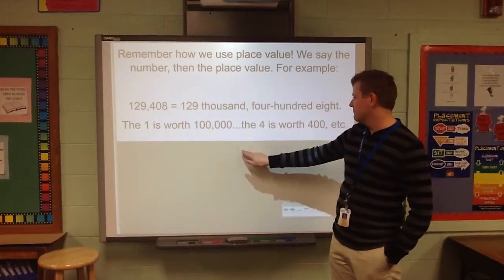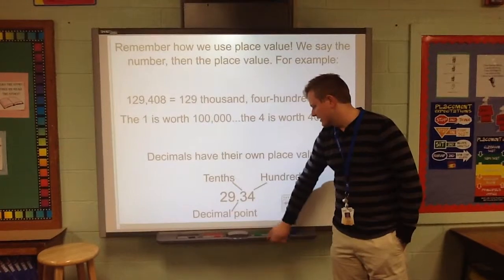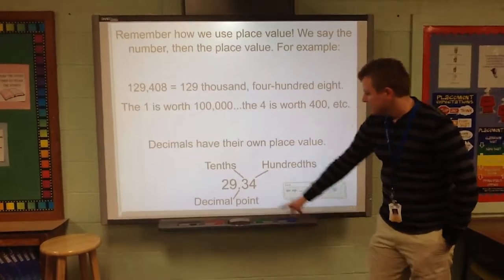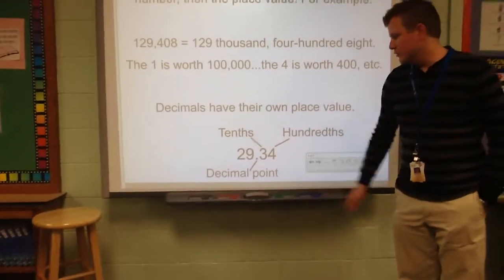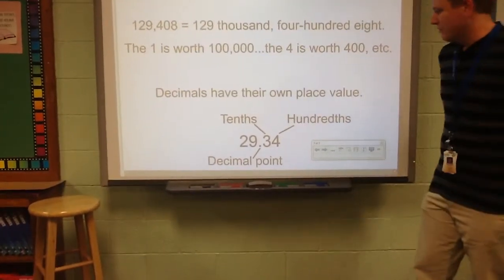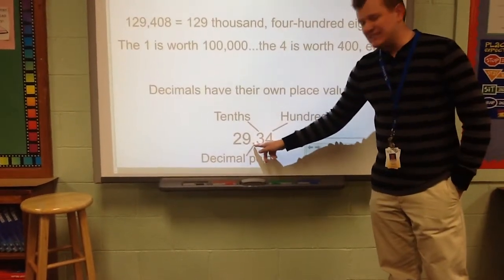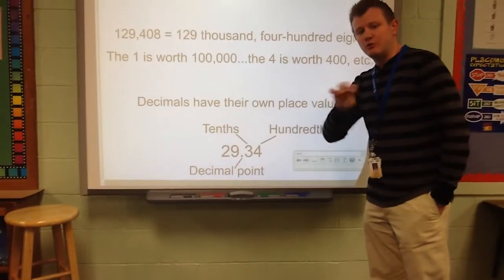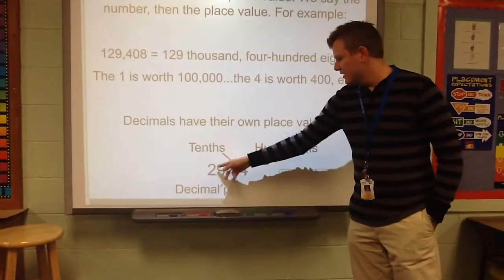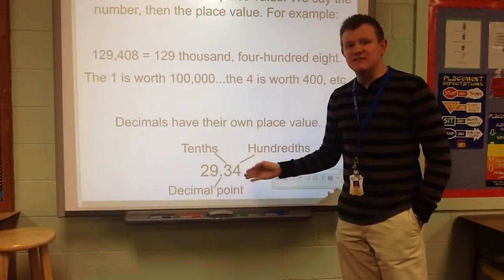And so on and so forth. Decimals have their very own place value, and this is kind of what it looks like right here. This is 29 and 34 hundredths, or 29.34. 29 is the whole number. This is the decimal point. It's just the dot that separates the whole number from the decimal, or the fraction of the whole. 29 decimal point. The 3 in this case is the tenths.